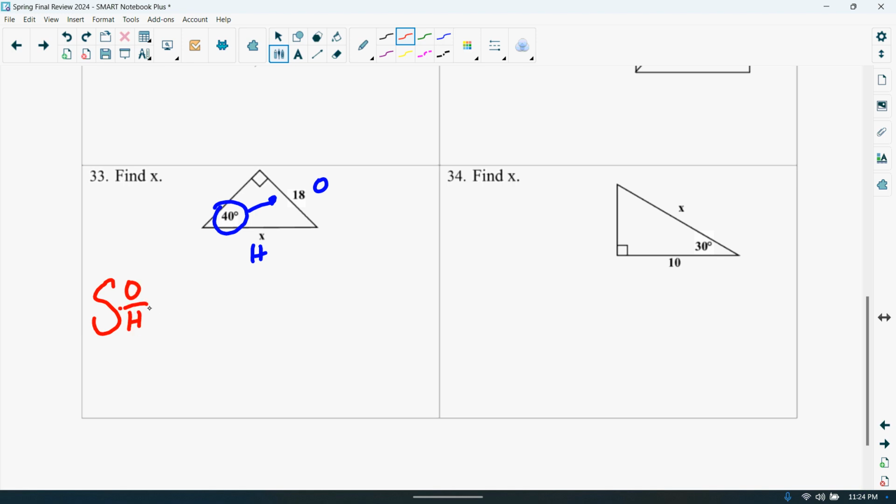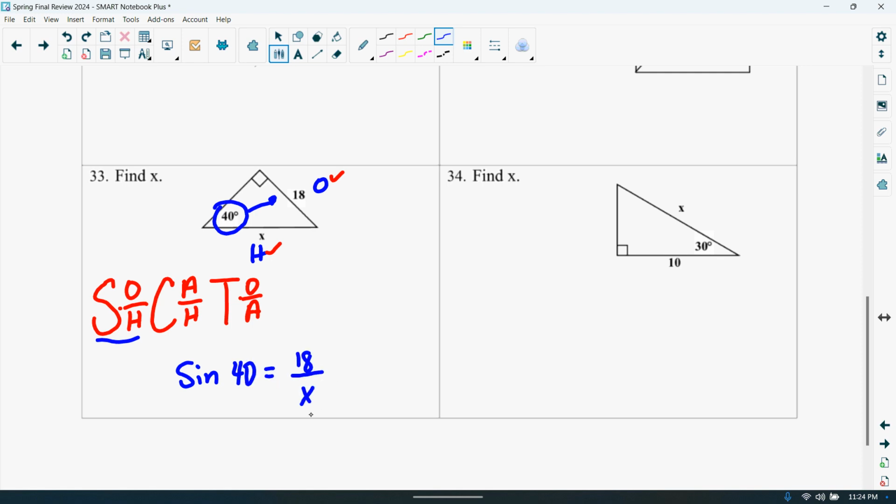So SOH CAH TOA. Sine is opposite over hypotenuse. Cosine is adjacent over hypotenuse, and tangent is opposite over adjacent. So I have an O, an H, that is sine. So you have to remember how to write this out. It's sine of the angle, which is 40 degrees, equals 18 over X.